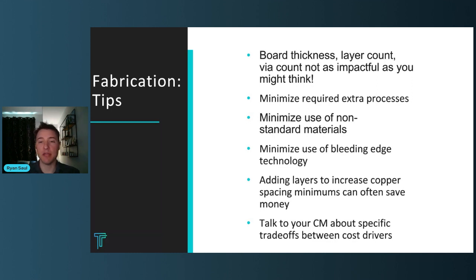Additional examples of extra processes, or additional non-required fab processes, would be back drilling. It's another process. Controlled depth milling or a chamfer. Laser drilling is another example of this. If you need it, you should use it. But if you don't need it, you should remove it, because this is the kind of thing that's going to significantly increase the cost of your fab more than basics like number of layers or via count, etc.